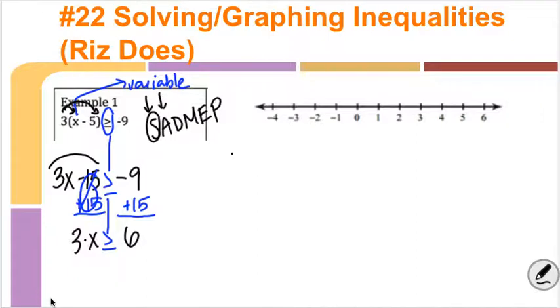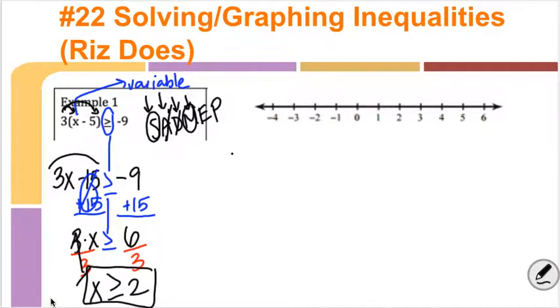So now I keep going. Do I have addition? No. Do I have division? No. Do I have multiplication? Yes. So I'm going to use the inverse operation, which is division. I'm going to divide by 3, divide by 3. This gives me a 1 pair, so x is greater than or equal to positive 2.